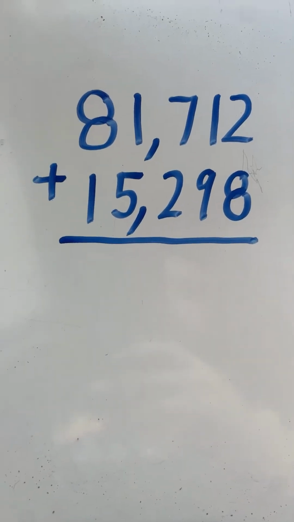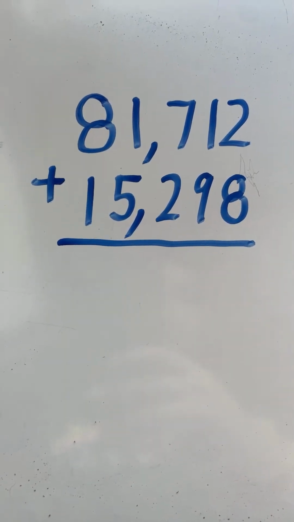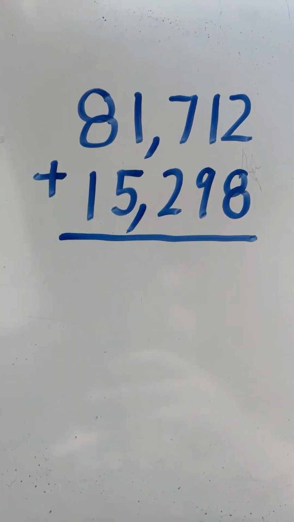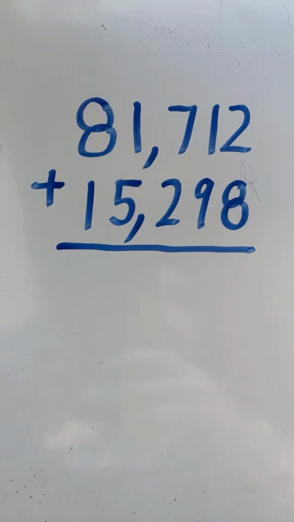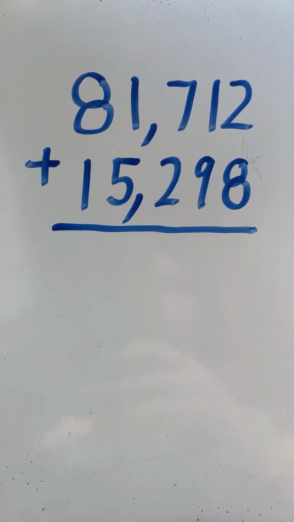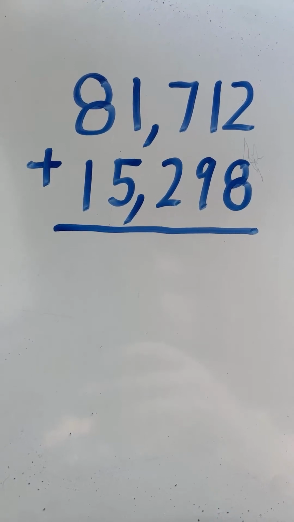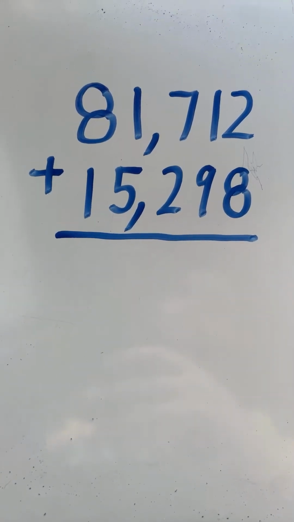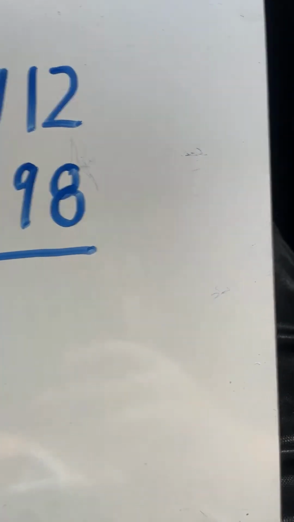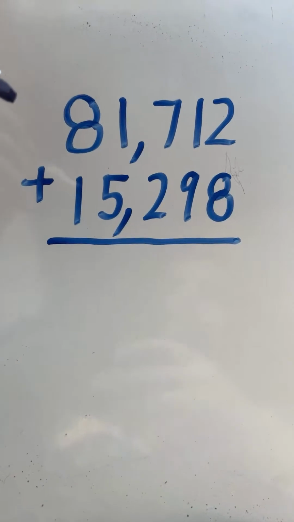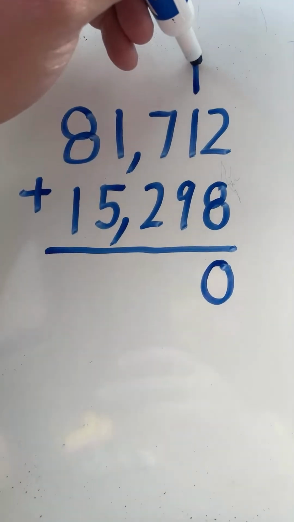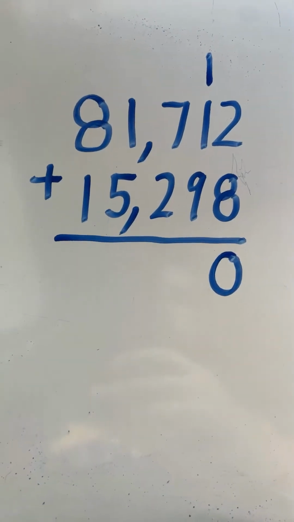All right, so the next example problem is 81,712 plus 15,298. So we're starting in the ones place. We're going to start off by adding 2 plus 8. 2 plus 8 equals 10. The 0 in 10 goes in the ones place. The 1 in the number 10 gets carried over to the tens place.